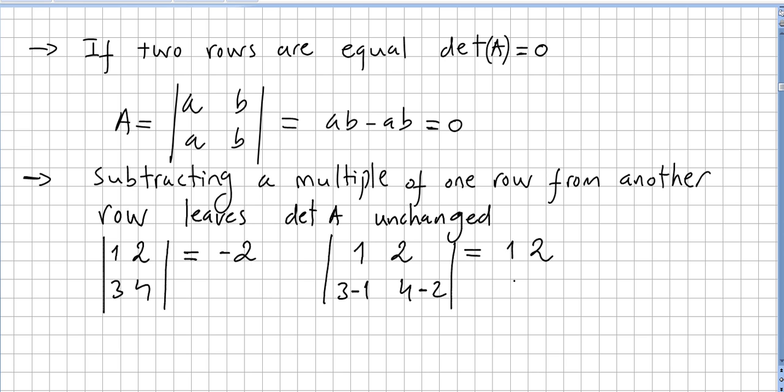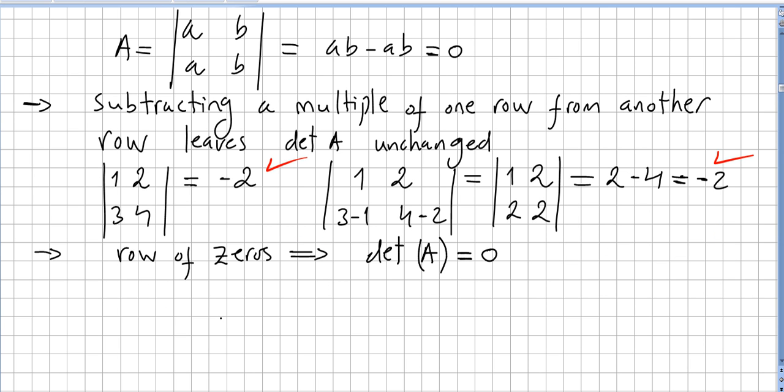So that will be 1, 2, 2, 2, right? So 1 times 2 is 2, minus 4, that is minus 2. Okay, so checked, they are the same. So subtracting a multiple of one row from another row leaves the determinant unchanged. This property is more or less obvious: if the matrix has a row of zeros, then the determinant will be 0, right?